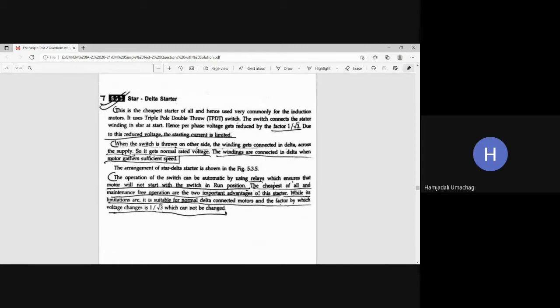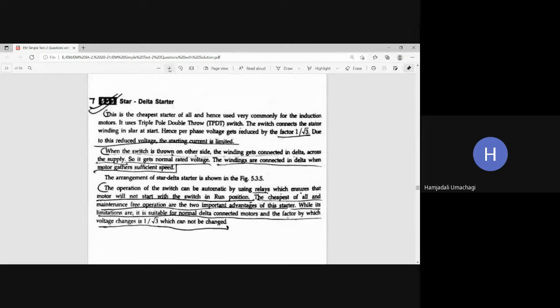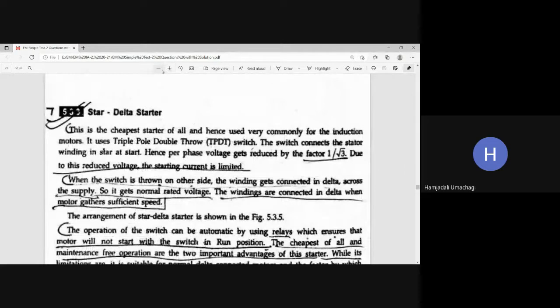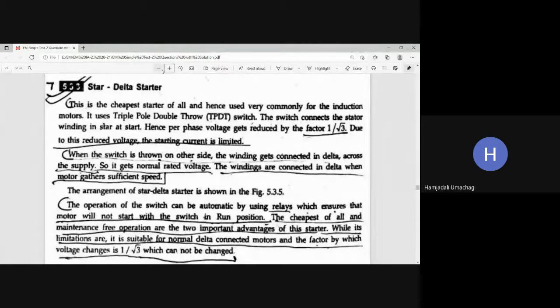So what is the main necessity of the starter? The necessity of the starter is just to control the starting current. If we allow the induction motor to start directly without any starter, it is going to draw 8 to 10 times or 15 times greater than the normal rated current. Because of that, the induction motor may get damaged. So in order to avoid that huge inrush current, we are going to control the current with the help of the starter. Out of so many starters available, here we will discuss the star delta starter.